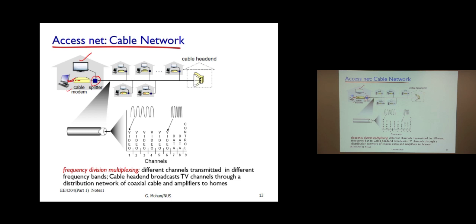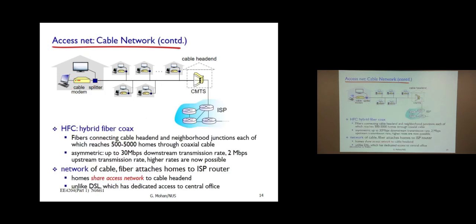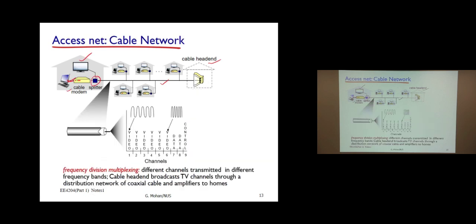So how does it work? It leverages on the existing TV network. Already there is a cable-based TV network, that we call the distribution network. In the TV distribution network, there is a cable head end, something similar to a CO, central office. There's an office from where the TV signals are broadcast. So this is basically a broadcast or shared distribution network.